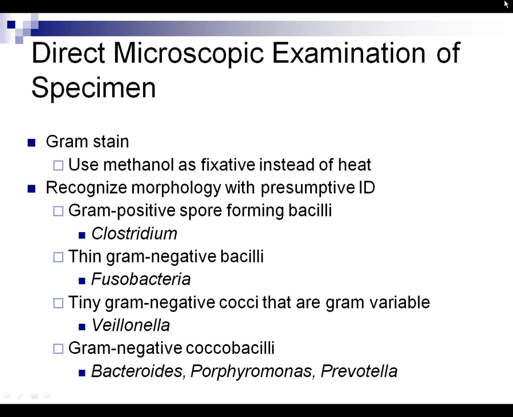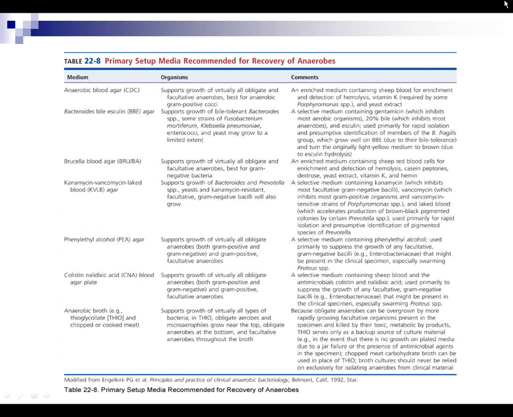There's some unique morphologies when you're performing your gram stain. Number one, we methanol fix instead of heat fix, which is putting a few drops of methanol on the slide and using that to fix it instead of applying heat. We need to recognize unique morphologies like gram-positive spore-forming bacilli. We want to think of Clostridium. Very thin gram-negative bacilli with tapered ends, we want to think of Fusobacteria. Tiny gram-negative cocci that are gram-variable, we want to think of Veillonella. So here's a good chart from your book, just talking about different organisms and media.